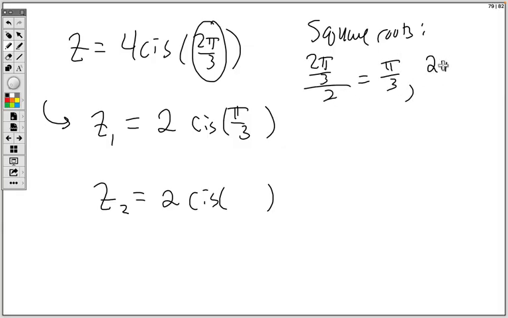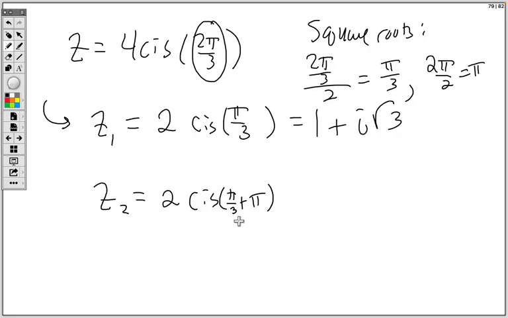And I'll divide 2 pi by 2. So I'm going to get two roots that are pi units apart. The first one will be pi over 3, and the second one will be pi over 3 plus pi. So I can work this out. 2 cis pi over 3. Cosine of pi over 3 is a half times 2 is 1, plus sine of pi over 3 is root 3 over 2 times 2 is root 3. So 1 plus i root 3.